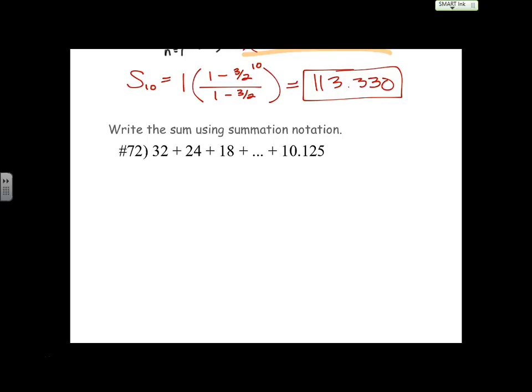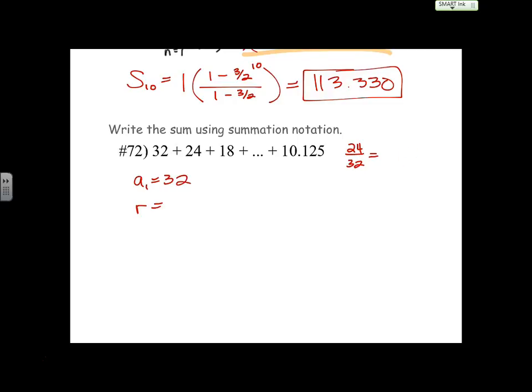The first term is 32. What else do we know? Ooh, what is R? That's hard. Subtracting by 8 and then subtracting by 6 and then subtracting. Oh, it's not arithmetic. How do we find it? We ask ourselves, what is the ratio and are they all equal, right? Are they equal?